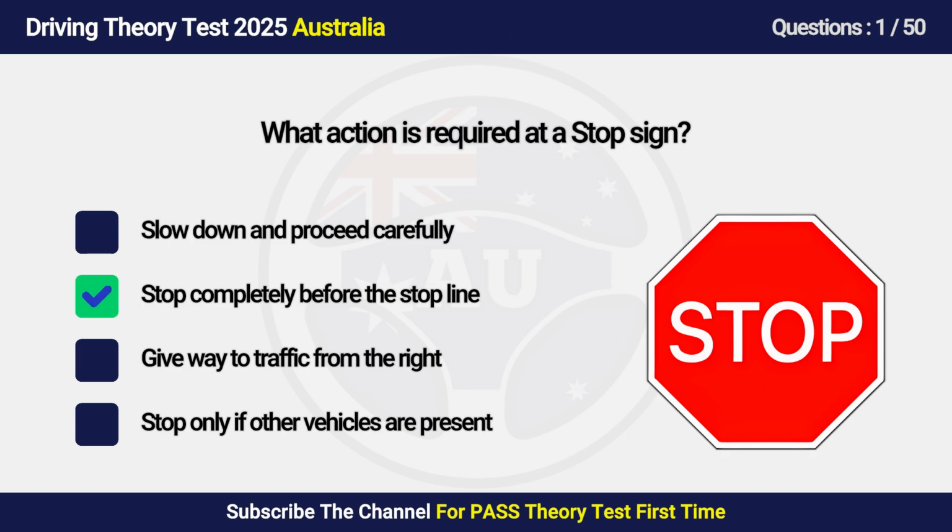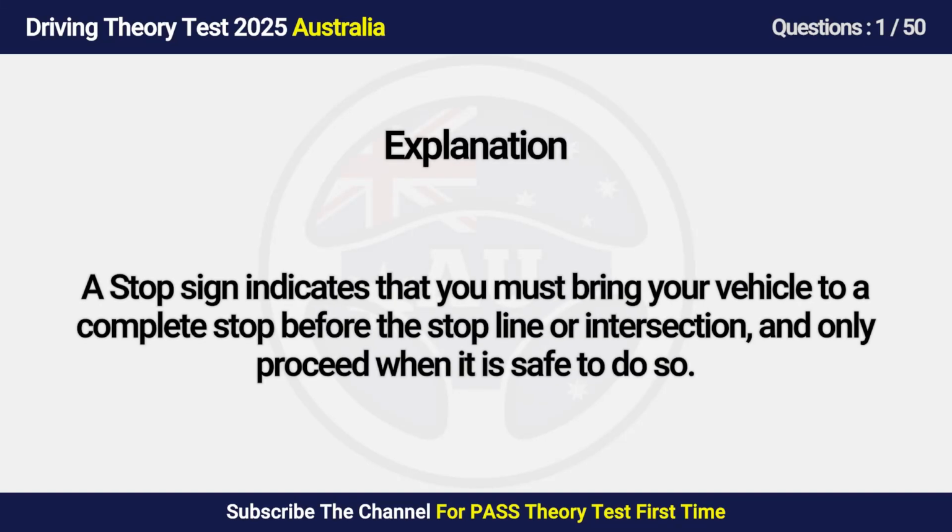Answer is B. Stop completely before the stop line. A stop sign indicates that you must bring your vehicle to a complete stop before the stop line or intersection, and only proceed when it is safe to do so.